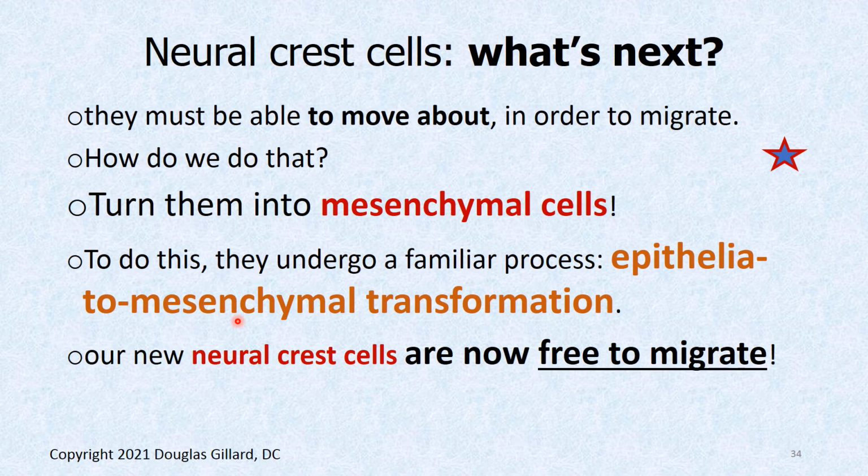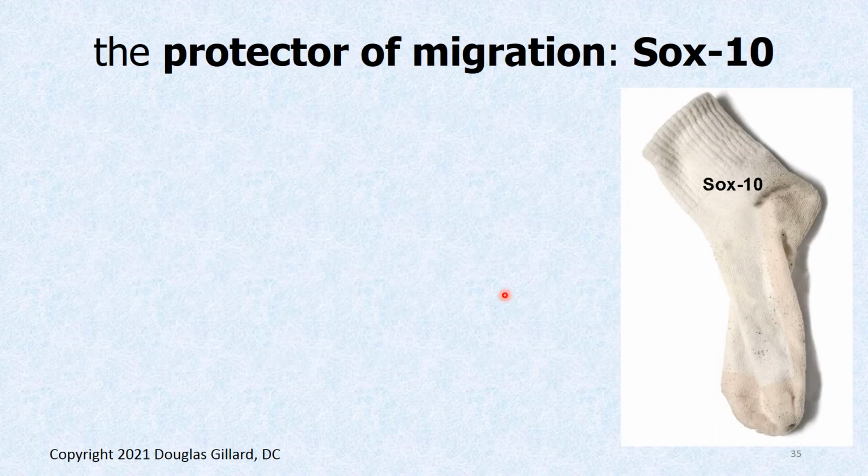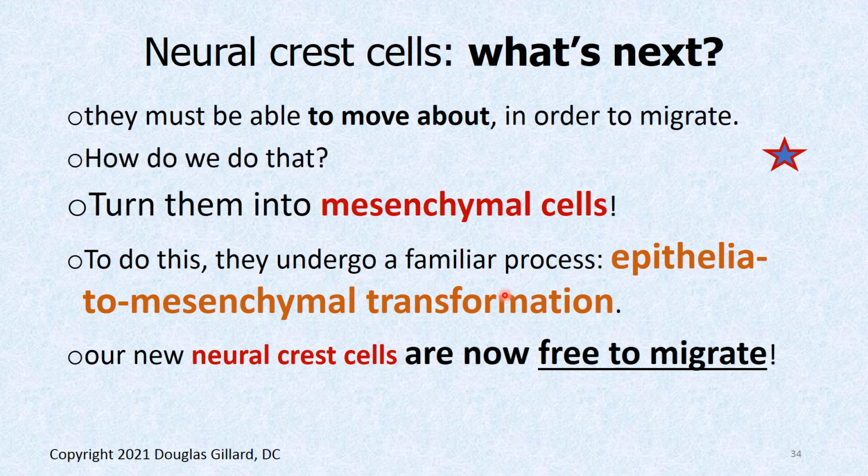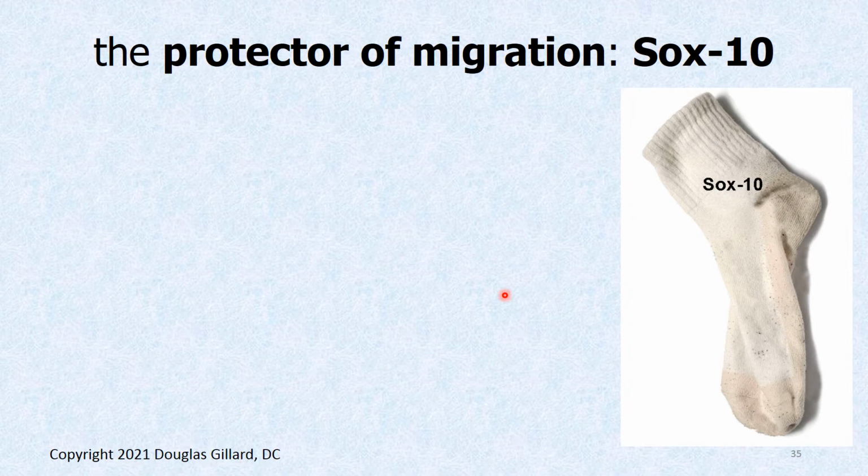Okay, great. So now they're mesenchymal cells. They've gone through epithelial to mesenchymal transformation. We've already said that, and they can migrate, and we said they do migrate. And remember, they migrate as the tube closes. I guess I could have put a picture in there, but we remember that picture. So they jump out of the tube right before it closes.